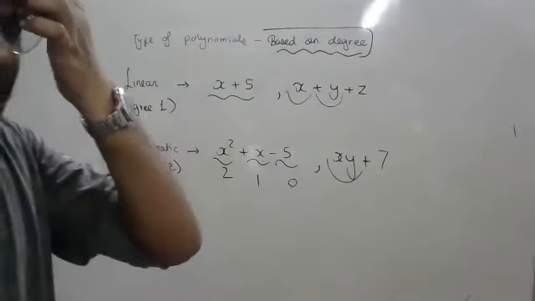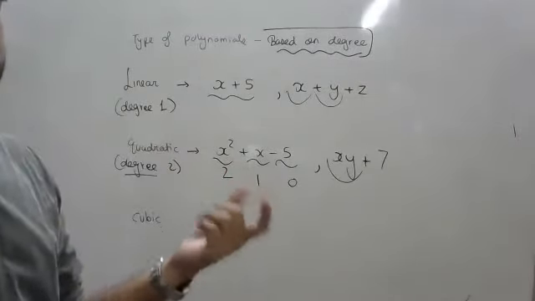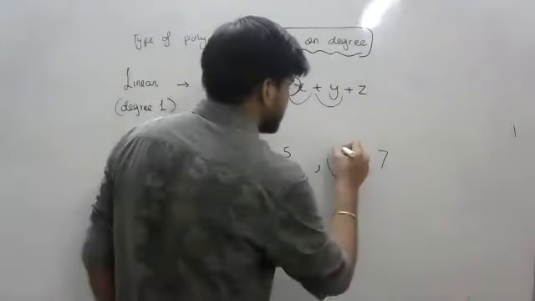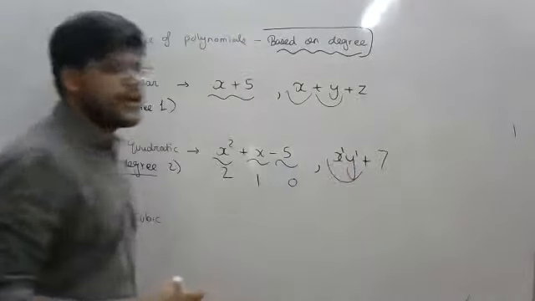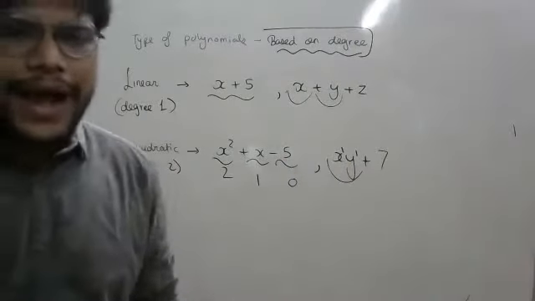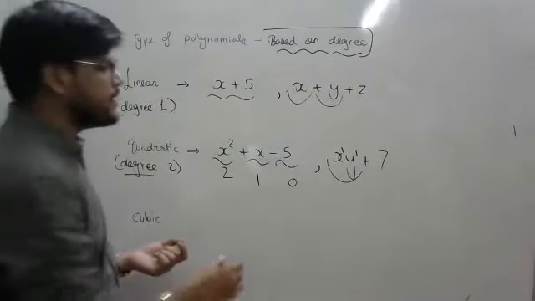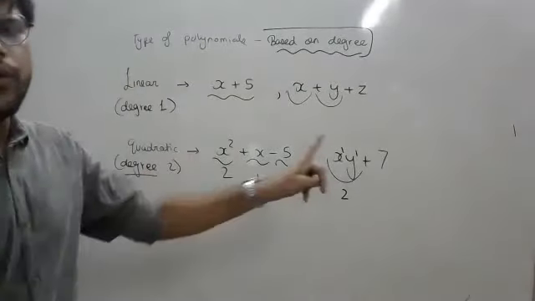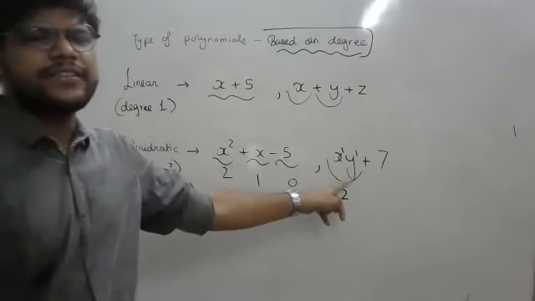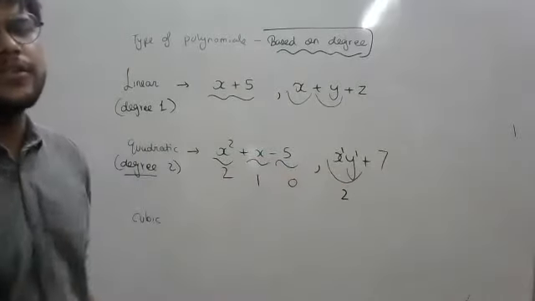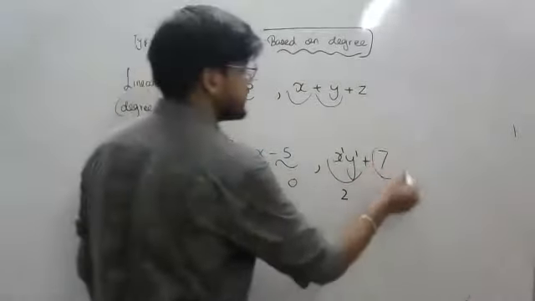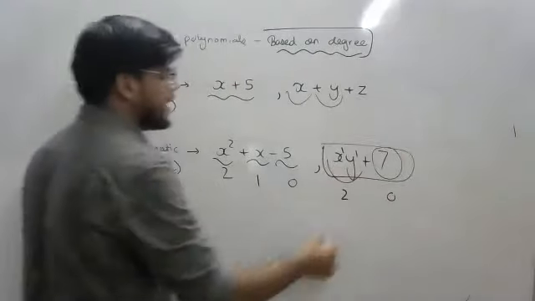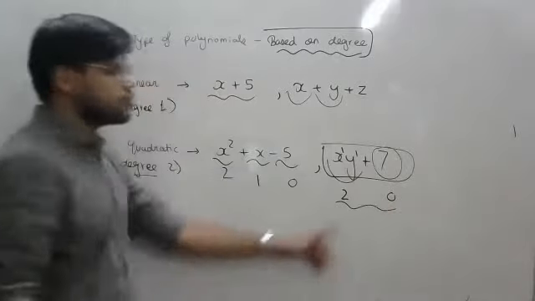Yes, I am explaining again. So x into y is a single term. Here x is raised to 1 and y is raised to 1. As they are in multiplication, we have to add their powers, and when you add their powers, the overall power of this term will be 2. Overall power of this term will be 2 because x and y are together in multiplication. And here there is no variable, so the power will be 0. Overall highest power is 2, so degree will be 2.